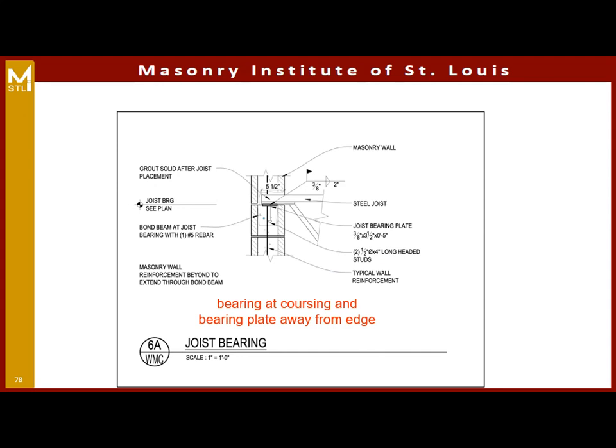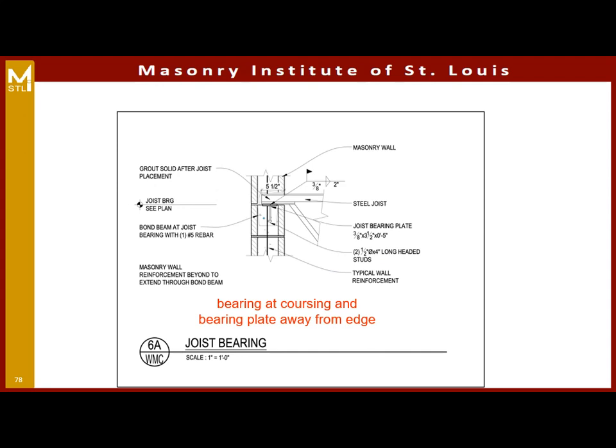One thing we do like to mention is to have that bearing plate away from the edge of the face of the masonry if we can, for a couple of reasons. First is that by pulling that back, we're going to apply that end reaction closer to the center of our wall. We're going to get less out of plane bending due to that eccentric reaction at that point.